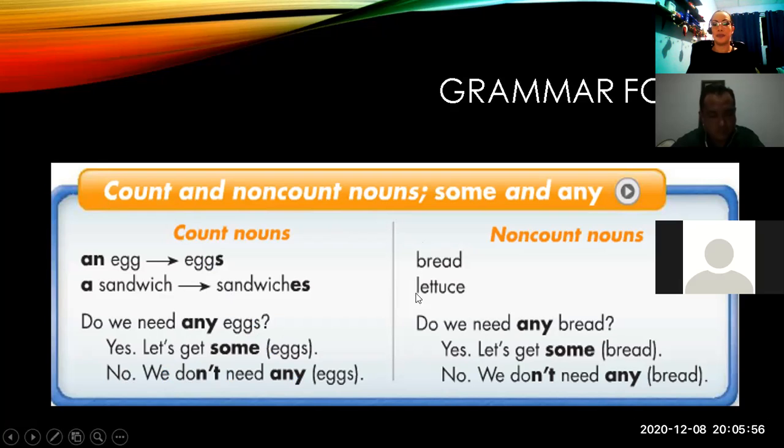And that's fine. Here we have another example. Do we need any bread? Yes, let's get some. Or, no, we don't need any. Okay, so do you have any question?